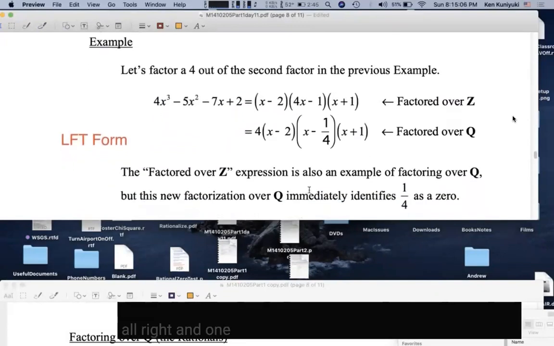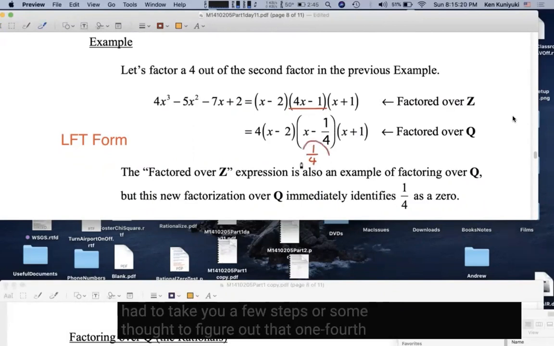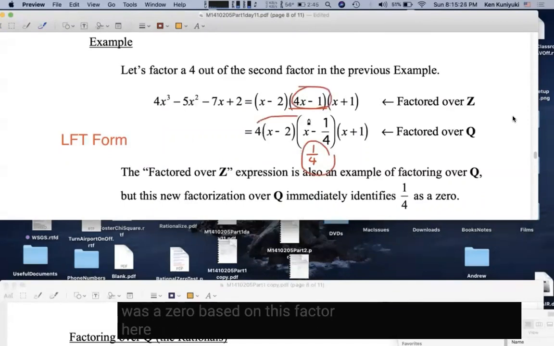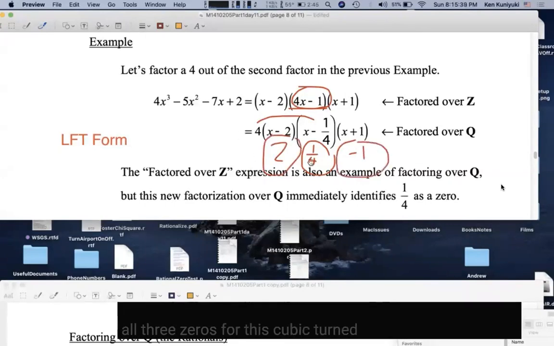All right. And one advantage of this is that we can immediately identify 1/4 as a 0 as well, just from the factorization. Whereas here, if you saw the 4x minus 1, it may have taken you a few steps or some thought to figure out that 1/4 was a 0 based on this factor. Here, when you break it up like 4 times this, 1/4 is clearly a 0. So the rational zeros you can see are 2, 1/4, and -1. All 3 zeros for this cubic turned out to be rational.